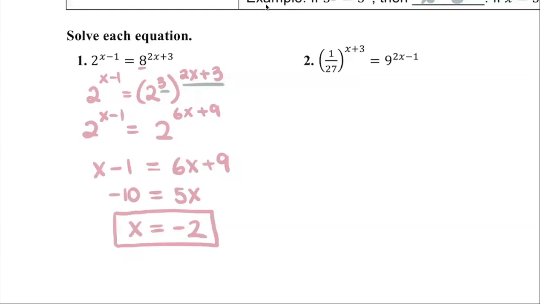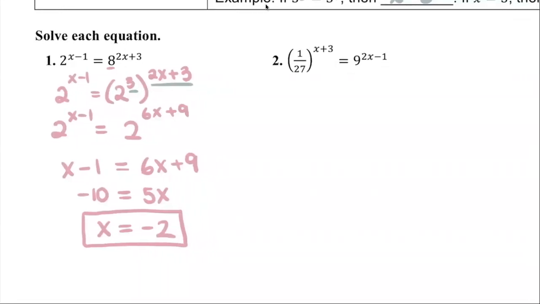All right, so number 2, let me see if Celine. All right, Celine, can you help me with number 2? Okay. What do you think, Celine? What should we do first? What do you think? You should change the 9 to 3 squared. Good. All right, so let's get that 9 to be 3 squared.